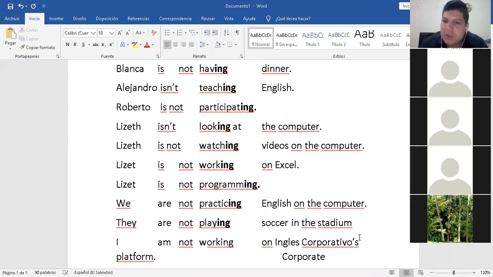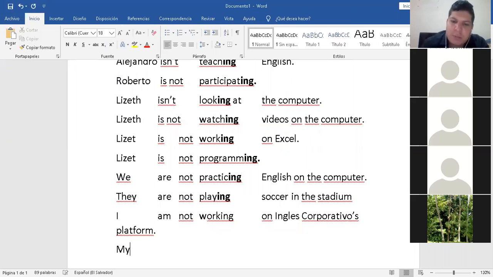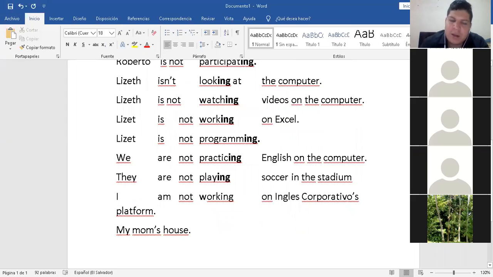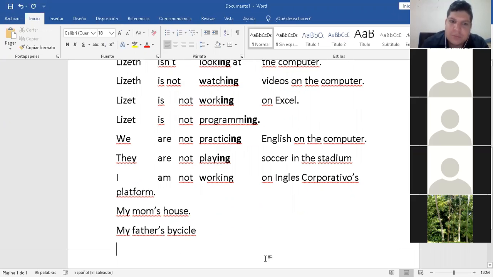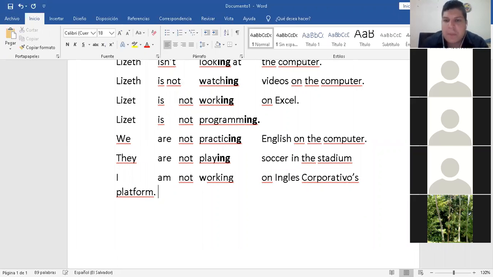No. Ah, ok. Lo que pasa es que el apóstrofe S es un posesivo. Es un posesivo que podemos cubrir esa clase. Creo que ya está la clase ahí. Pero, okay. Por ejemplo, aquí decimos la plataforma de inglés corporativo. Entonces, por ejemplo, la casa de mi mamá, my mom's house. La bicicleta de mi papá, my father's bicycle, le ponemos el apóstrofe y ese. Sí, yo lo del inglés sí lo entiendo. Lo que yo no entiendo es por qué la palabra inglés está en español y corporativo.